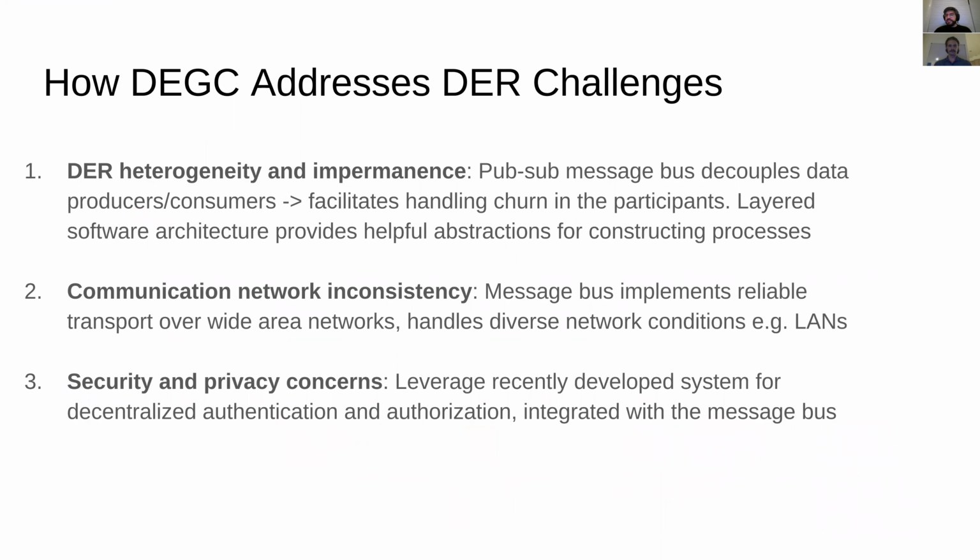So how does DEGC address the DER challenges? We'll provide you an overview here, and then we'll dig in the following slides. In order to address DER heterogeneity and impermanence, we're going to be using just the innate features of a pub-sub bus. What a pub-sub message bus does is it decouples the data producers and consumers, which makes it possible for a very popular microsynchrophaser to be consumed by a large number of controllers without needing to go into a tremendous amount of configuration and setting up networks and firewalls and traversing local area networks.